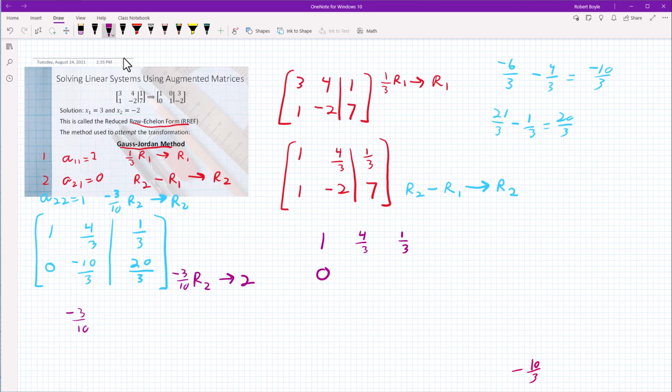Let me do this over here. Negative 3/10 times row 2, which is negative 10/3, and that will be equal to 1. Okay, that's what we want. And then finally, we are going to have negative 3/10 times 20/3. That will give us negative 20/10, or negative 2. So we have a negative 2 here, which is kind of like what we're hoping for, because we know that x2 should be equal to negative 2. And that's actually what this is saying right here.